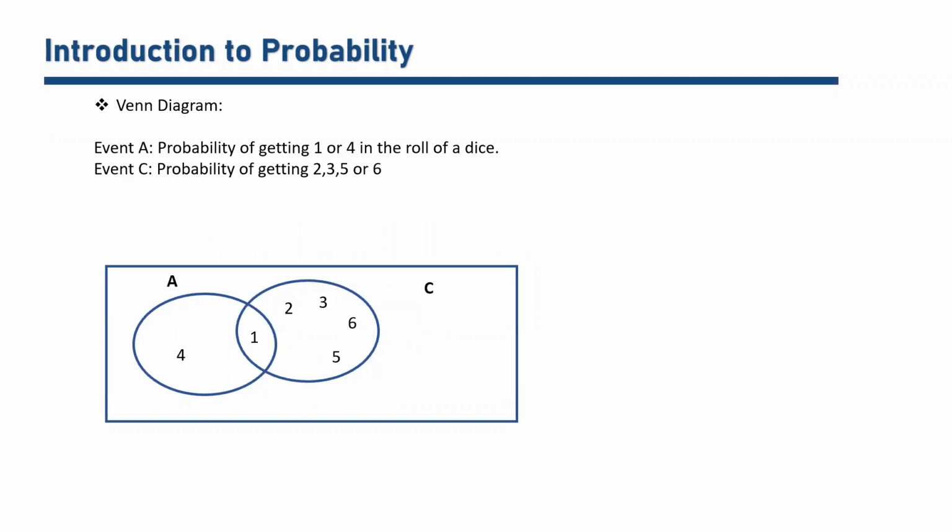Now, there might be occurrence that both are interested in getting a number. Say, for example, you are playing with, so you are A and the other person is C. Okay, you are interested in getting 1 and 4. The other person is interested in getting 1, 3, 1, 2, 3, 6, and 5. Right? So in here, both are interested in 1.